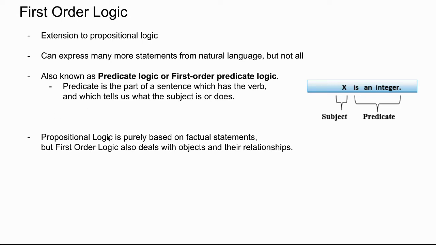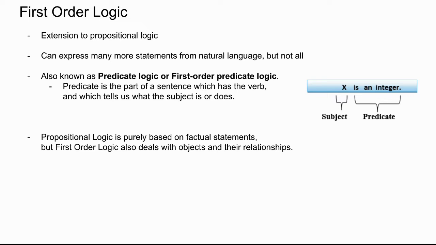So propositional logic is purely based on factual statements. For example, x is an integer. This is a factual statement. This whole thing will be taken as a single sentence in propositional logic, and you can assign to it the value of true or false.